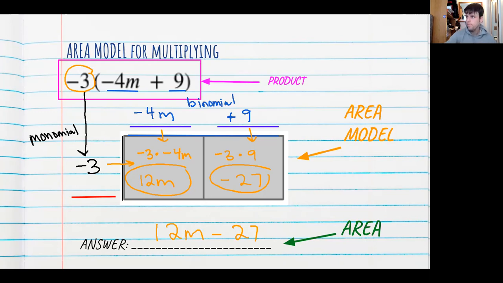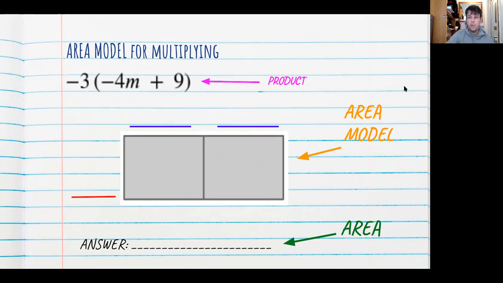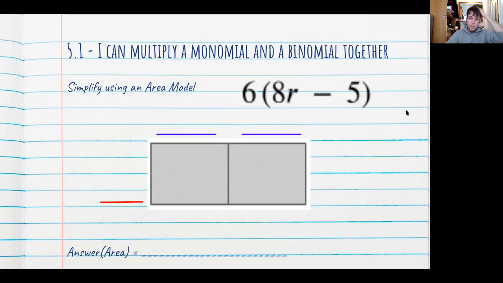So let's go ahead and try this out. Let me do one more example for you, and then you can move forward and try these. Here, we're going to be multiplying this using an area model. I have 6, that's my monomial, times 8r minus 5. That's my binomial. So I'm going to organize it here on the area model.